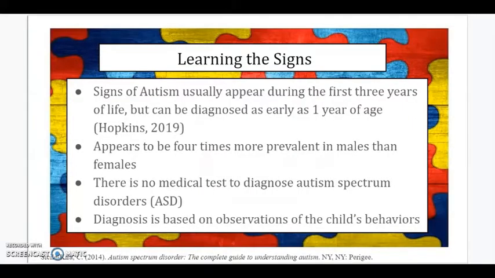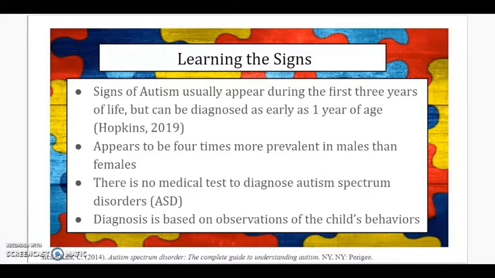So learning the signs of autism can be really important when we're going out into homes, because it's very possible that parents aren't aware that their child isn't developing normally, especially if they don't have another child to compare their behaviors to. The signs of autism are usually apparent during the first 3 years of life, but could be diagnosed as early as 1 year of age. It appears that there's 4 times more prevalence in males than in females. Since there's no medical test to diagnose autism spectrum disorders, it's based on observation of the child's behavior.